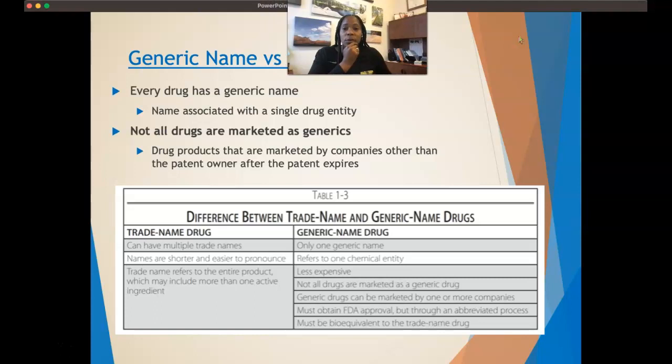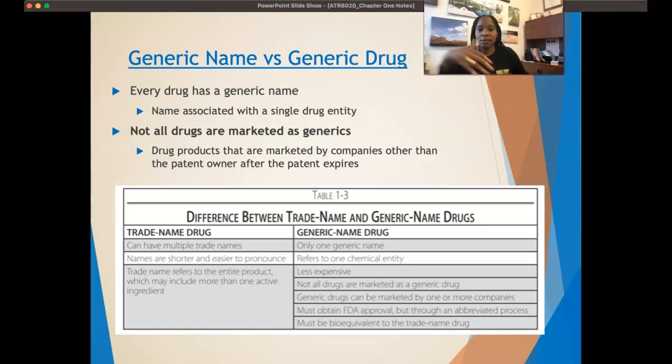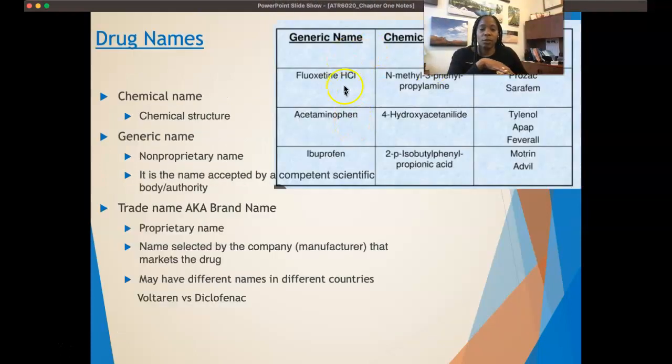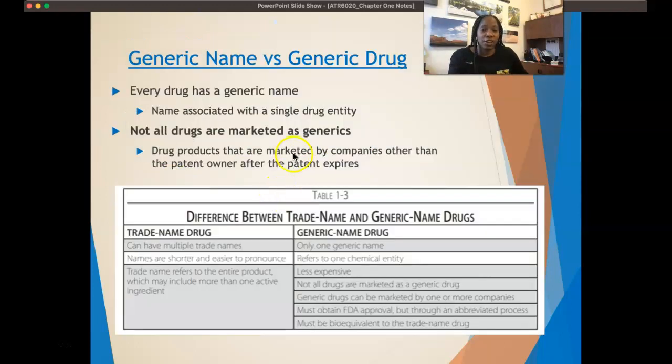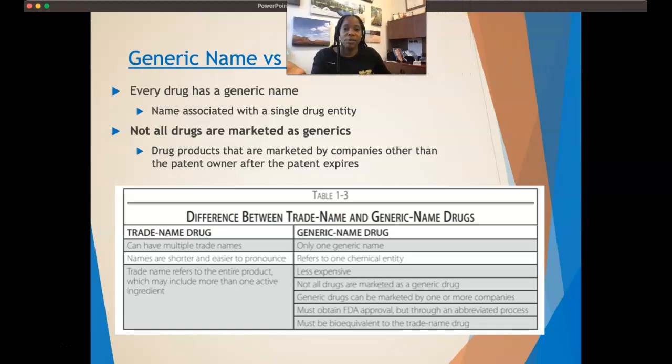Now, we know that we have a generic name. Remember, we said on the previous slide, I'll go back, you have one generic name. That generic name is most often accepted by a competent scientific body or authority. So generic name, it makes sense, right? Every chemical structure, every drug is going to have some sort of generic name associated with that. That makes it easy, right? This is a name associated with a single drug entity. It makes it easier to pronounce compared to its chemical structure, right?